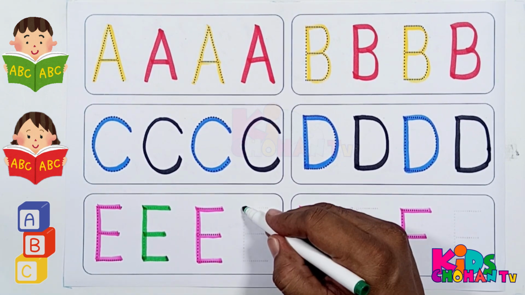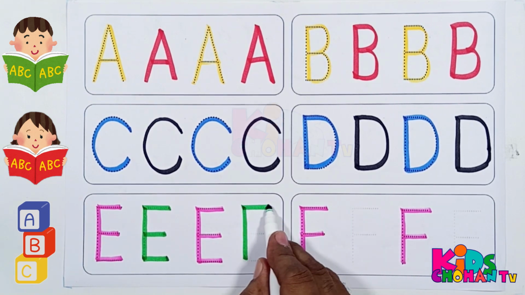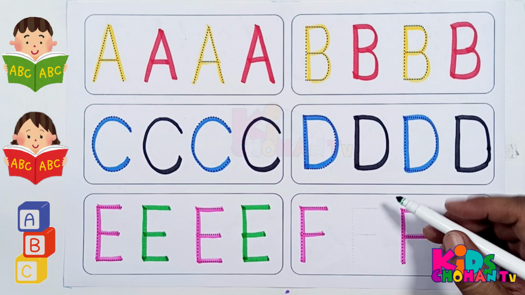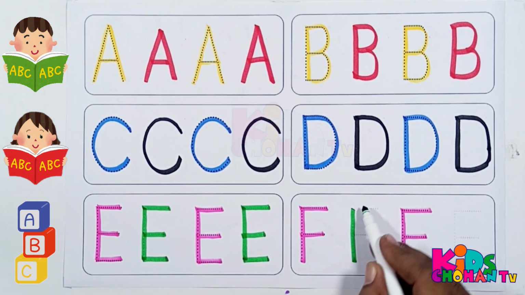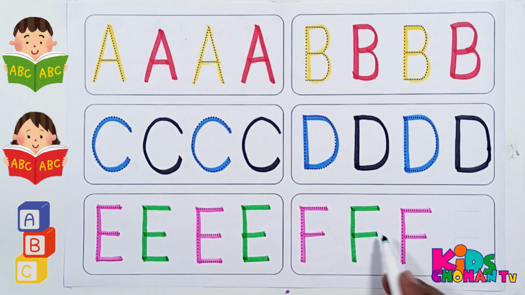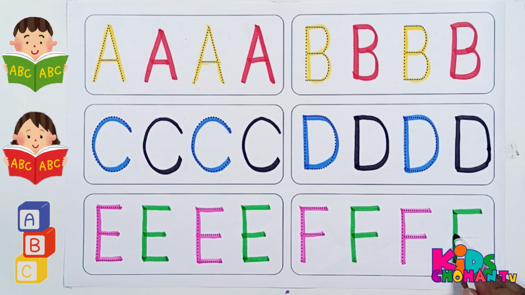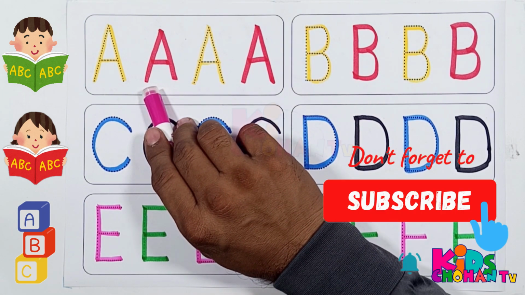E, E for elephant, F, F for fox. Let's read again.